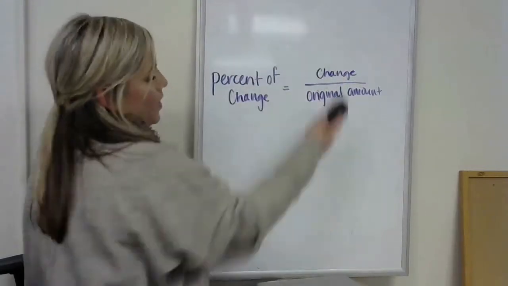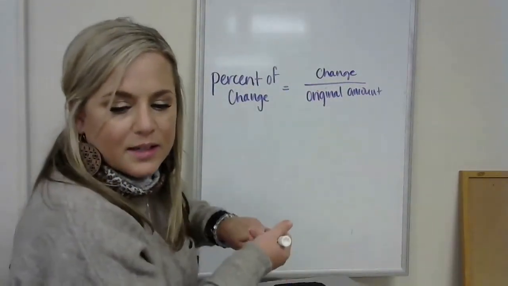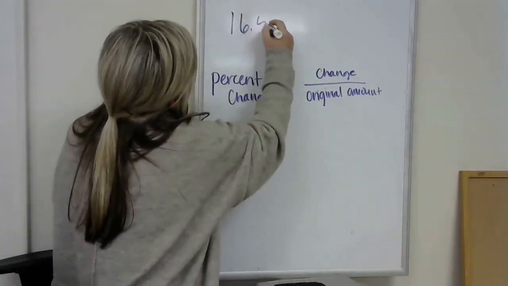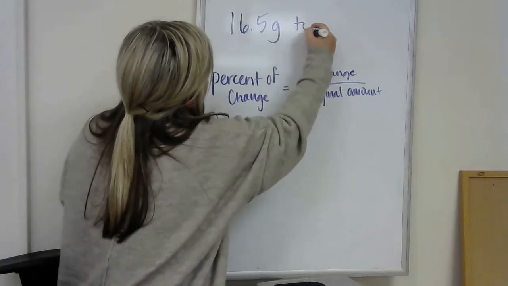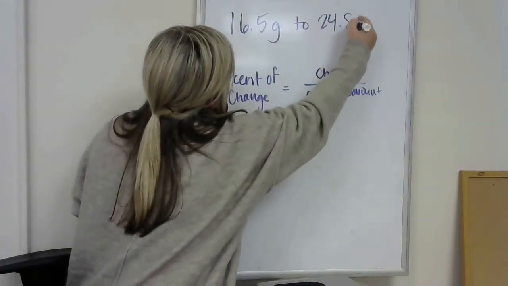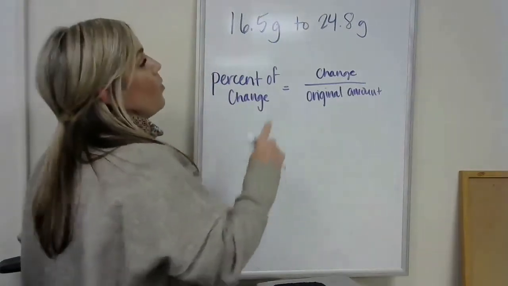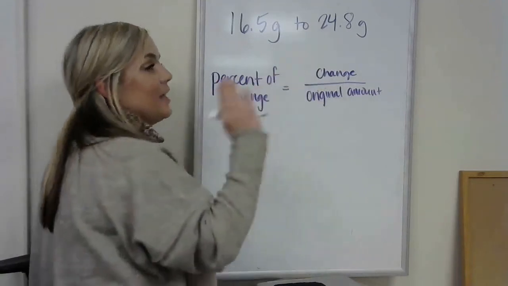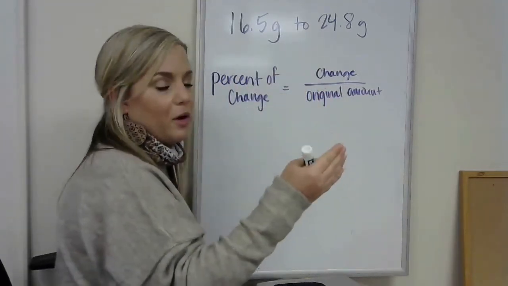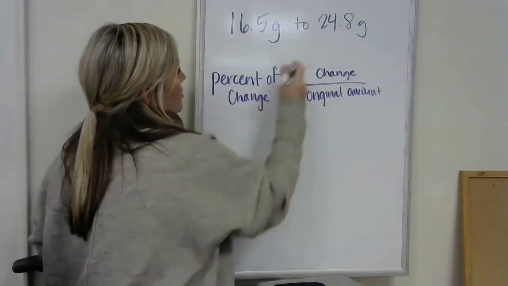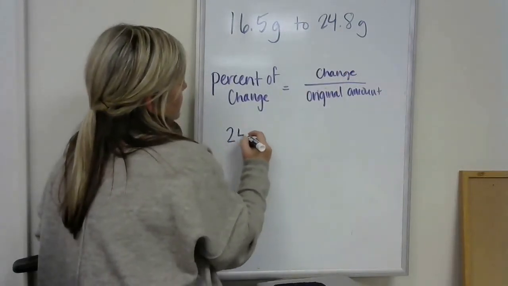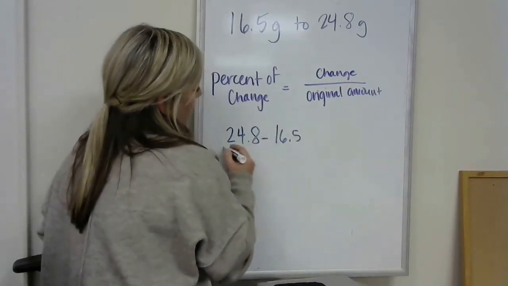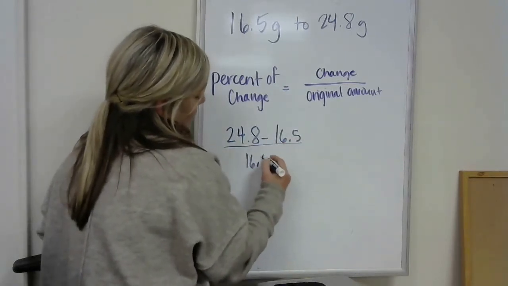Let's do another example. Let's do 16.5 grams to 24.8 grams. Okay? So I also need to comment that we're going from 16 to 24, so we're increasing. Well, when we were going from 8 to 10, we were increasing also. So we're increasing our change here, and it's the same as 24.8 minus 16.5, and our original is 16.5.